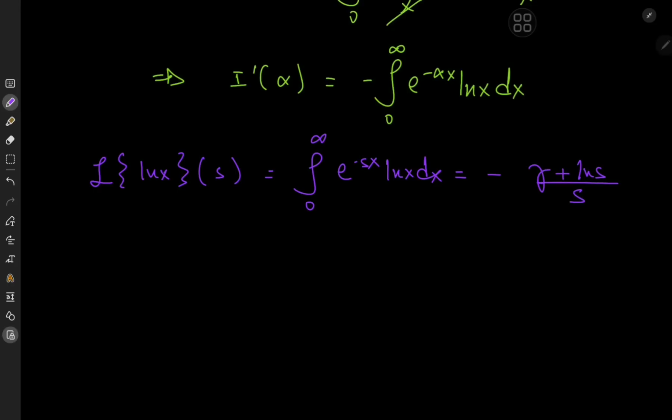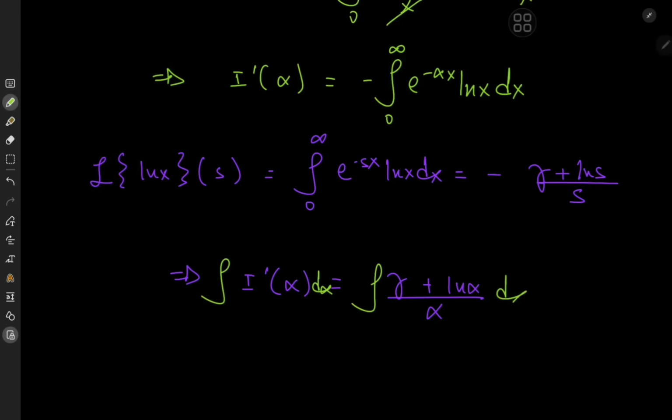So the target integral, that is the derivative of the integral function, that's what I meant to say, is the negative of the Laplace transform with s being replaced by alpha. Okay, cool. So this implies that the derivative of I of alpha equals, the negative signs canceling out, gamma plus log alpha divided by alpha. And now that we have the derivative completely in terms of the parameter, we can integrate to recover back the integral function.